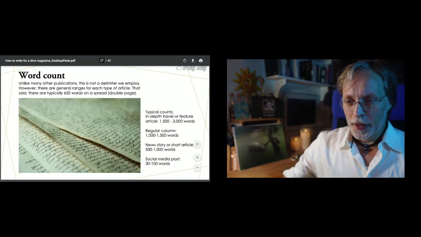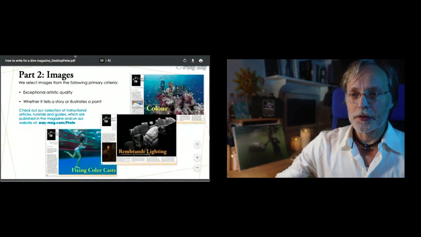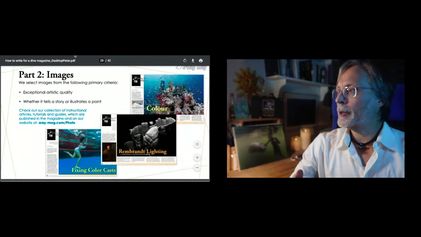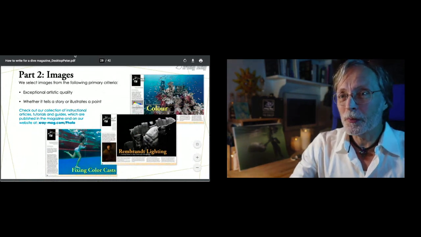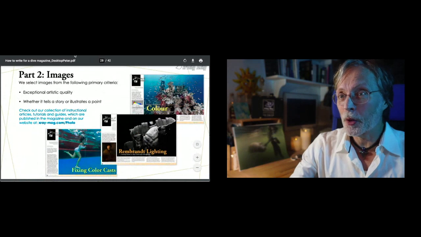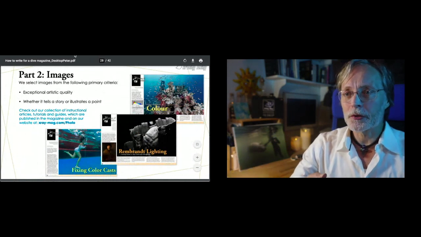Moving on to the next major subject, images. I'll go over images a bit more lightly. As mentioned in the introduction, text seemed to be more of a stumbling block in general. Besides, we have many instructional articles, tutorials, and guides published in the magazine and on the website. You can just go to xraymag/photo and find a lot of instructional articles.